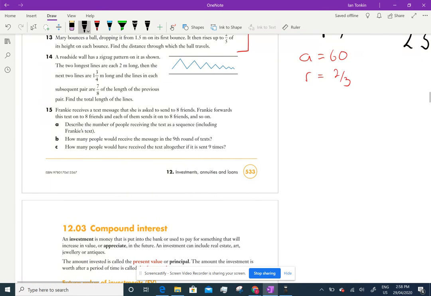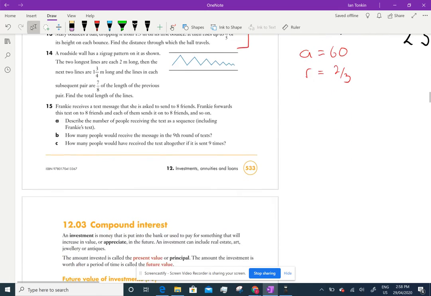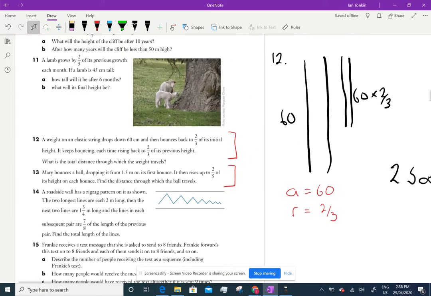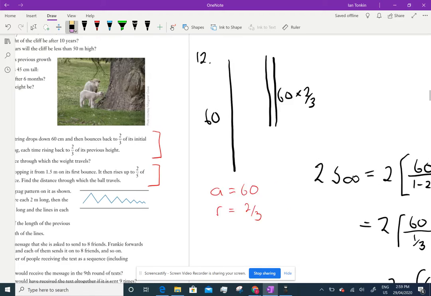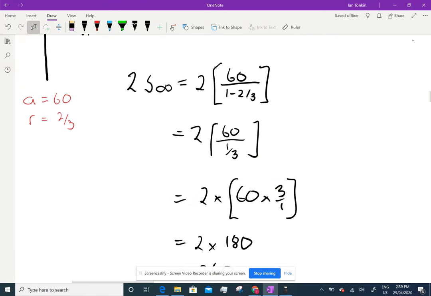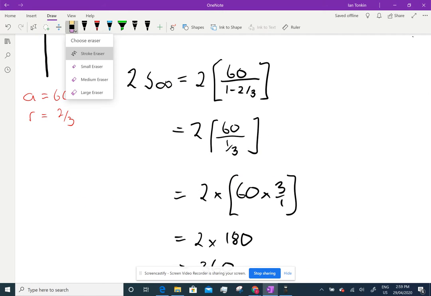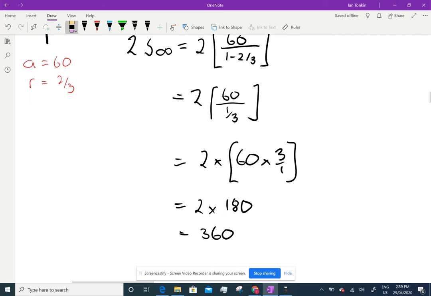I think I've got this wrong. 12. They've got 300. Elastic string drops down and then bounces back. So there's only one of these. It drops down and it bounces back to that. So, righto. And you can see I'm 60 out because I've counted one too many 60s.